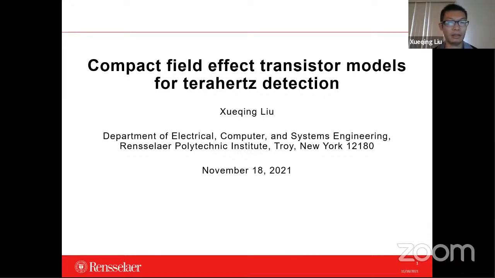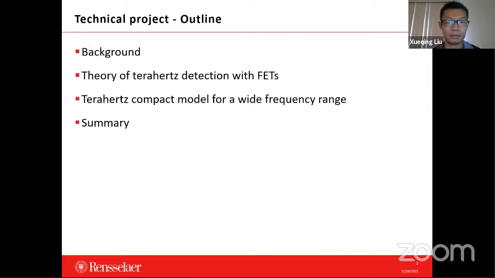Hello, my presentation topic today is compact field effect transistor models for terahertz detection. Here is the outline of my research project. First, I will introduce the background and then talk about the theory of terahertz detection with field effect transistors. Then we'll describe our terahertz compact model for a wide frequency range. And finally, make the conclusion.